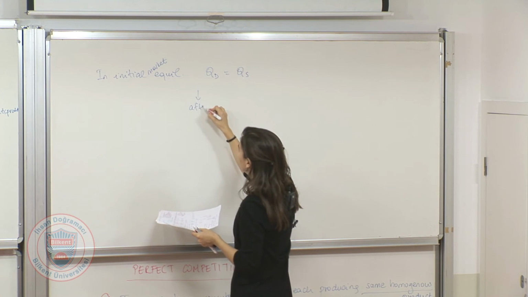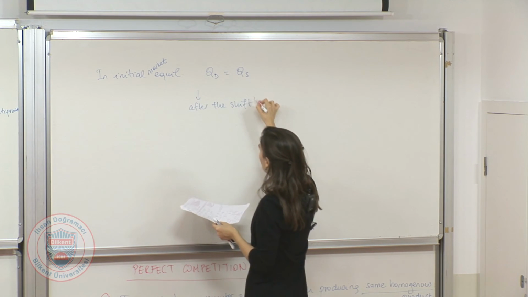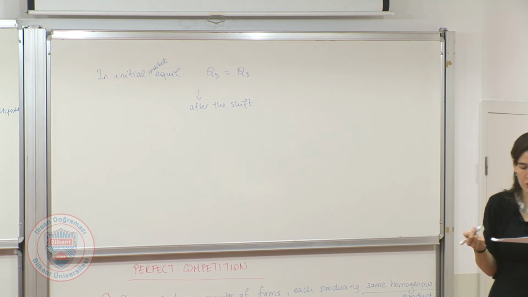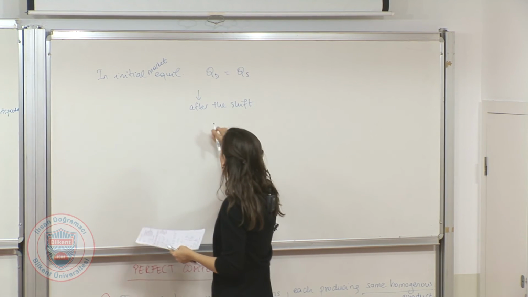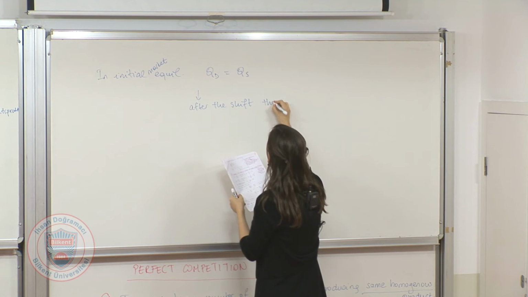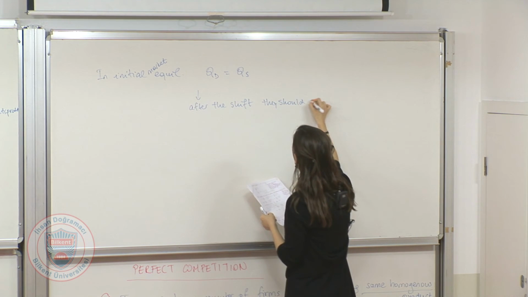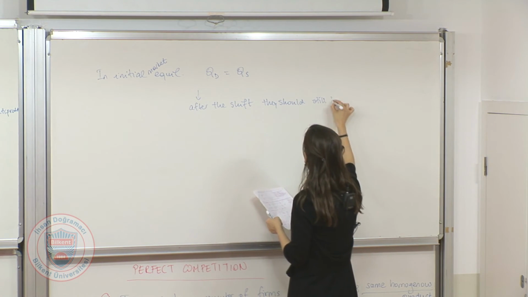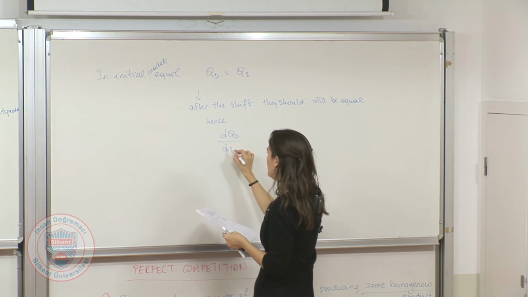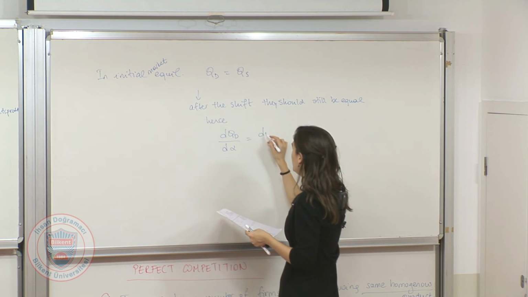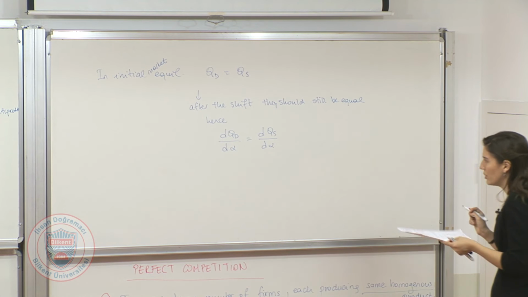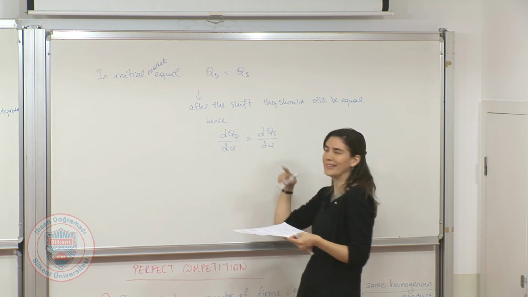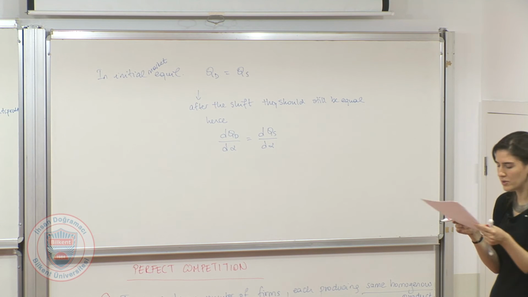After the shift, of course, these amounts would change, but they should still be equal to each other, right? Hence dQd/d alpha and dQs/d alpha should be the same. Whatever change the shift generates in the quantity demanded and the quantity supplied should be the same, okay? This is what we said.